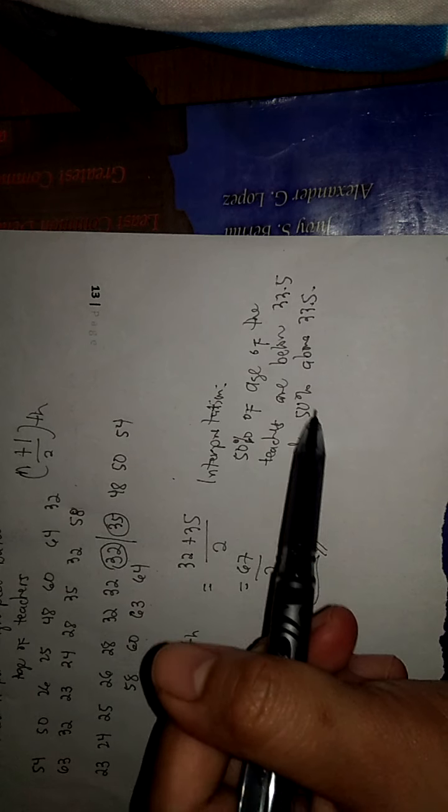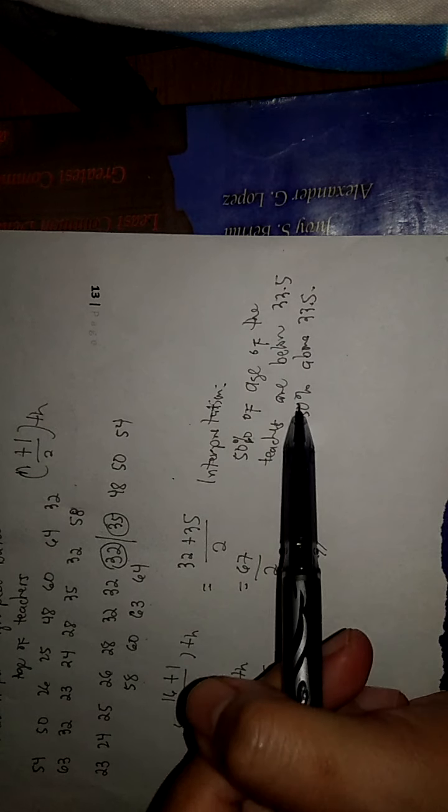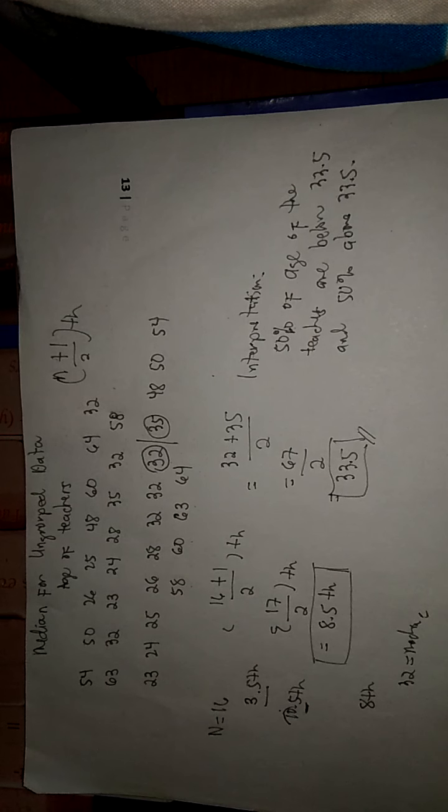And then put the result. So, 50% of yung title ng data or below, so pababa, is 33.5. And another 50%, so above naman tayo, so the result is 33.5. So our interpretation, 50% of the age of the teachers are below 33.5, and another 50% above 33.5. Okay. So ganyan lang po mag-compute or mag-calculate ng median for ungrouped data.